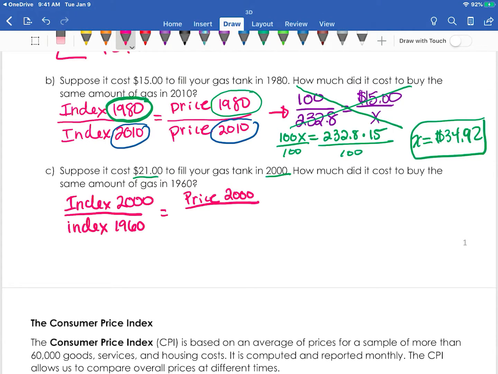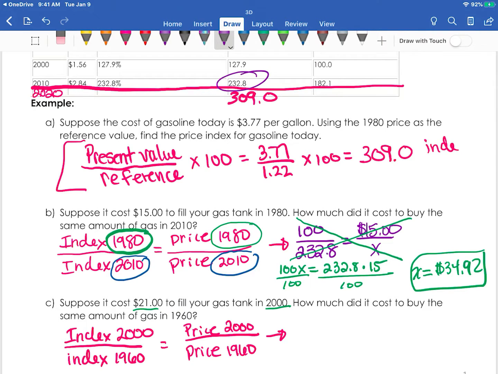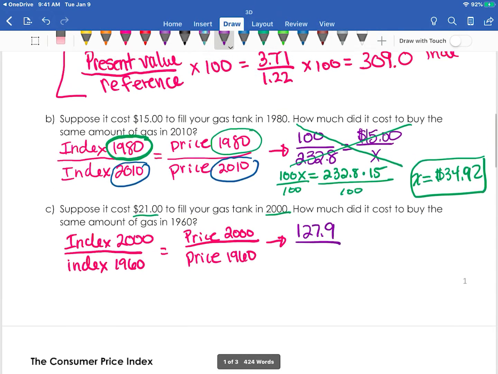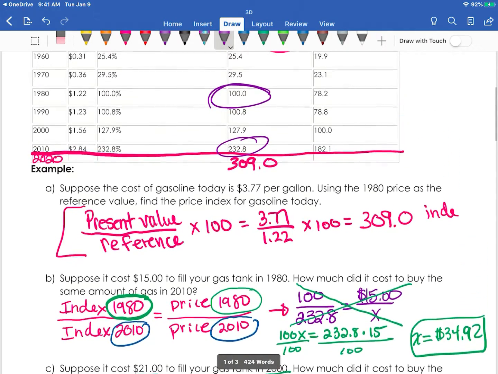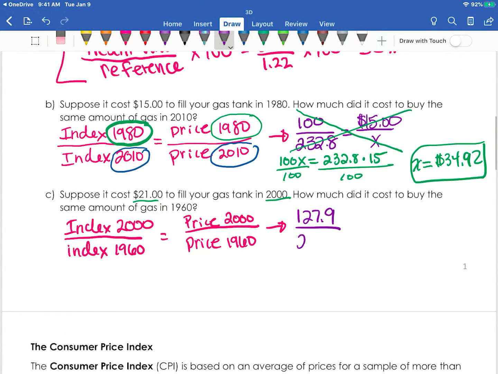So because I put 1960 on the bottom on the left, I'm going to do price of 1960 on the bottom on the right. Okay, so now we're going to fill in the information. I have to find the index in 2000, so I'm going to scroll up. In 2000, it's 127.9. In 1960, it was 25.4. Now the price in 2000 was given to us as 21. What we're looking for is the price in 1960, so I'm going to call that X.